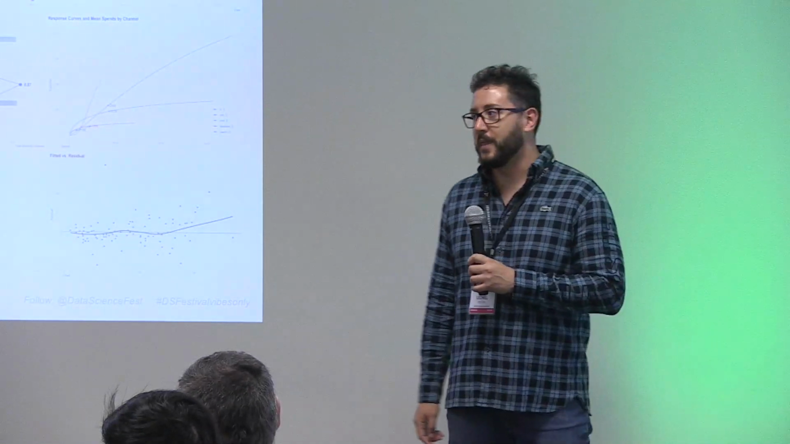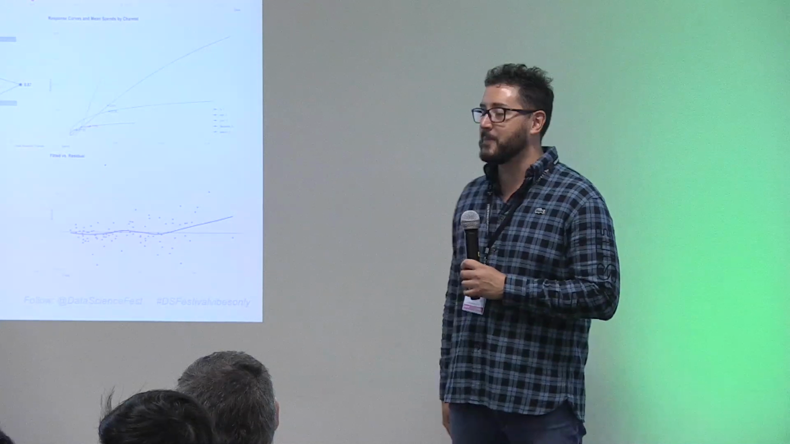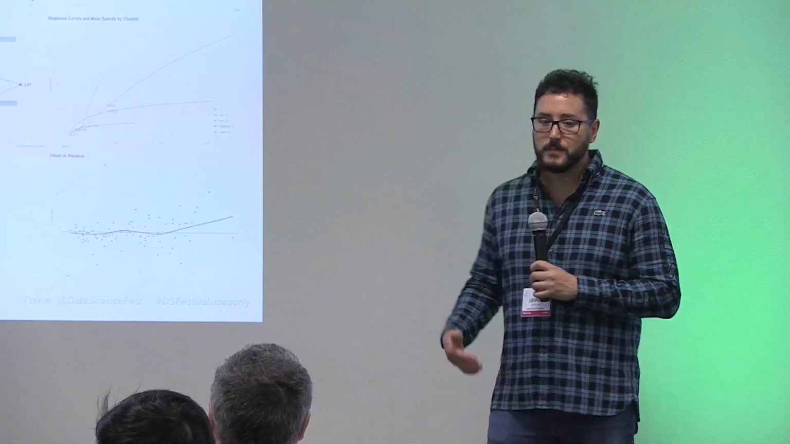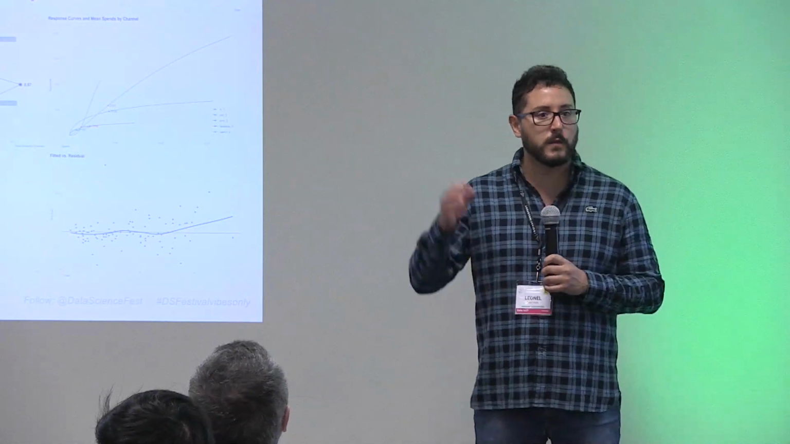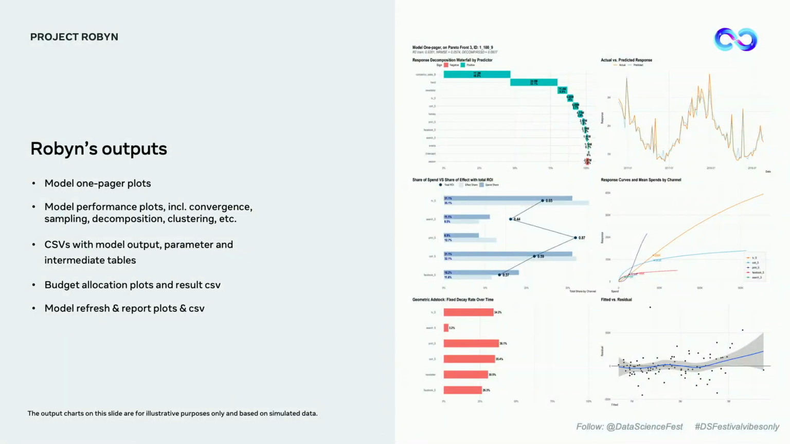One of the main things, I was talking with the guys at King before, that people like about Robyn is also the outputs. Usually every time you run a model, each of those models that we select is going to throw out a set of outputs. The first thing is the one-sheeter.